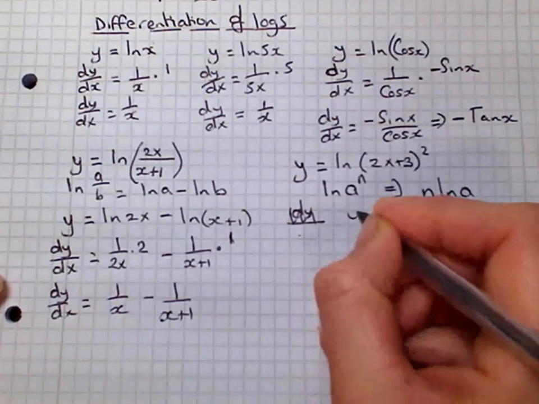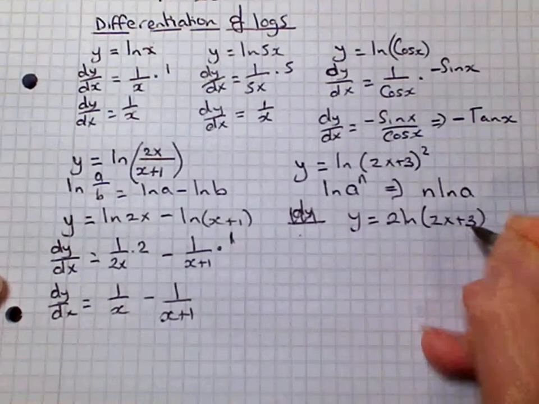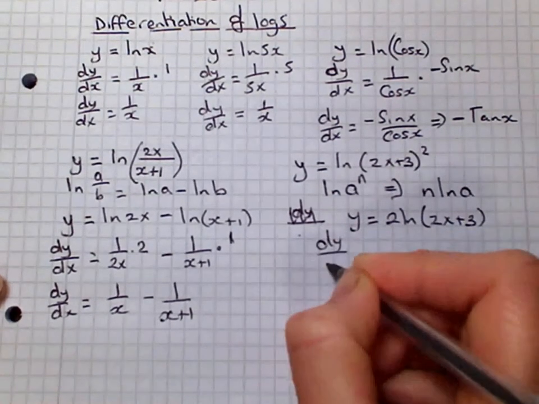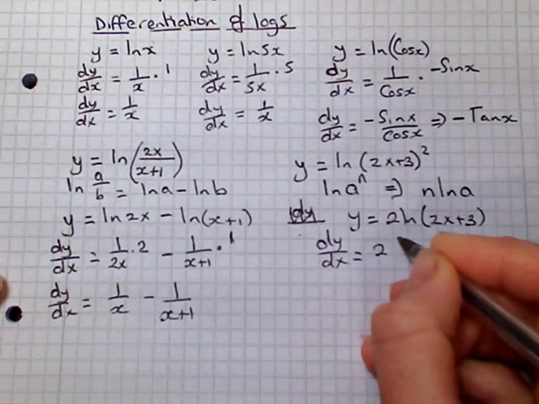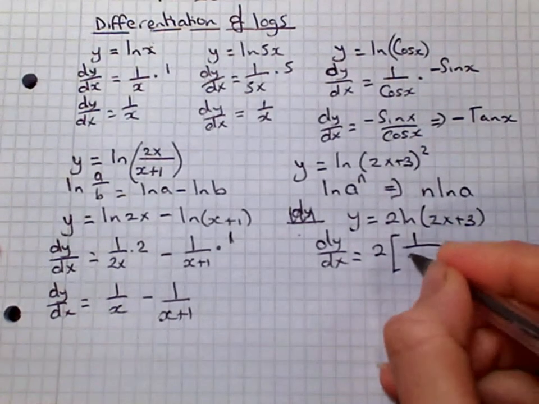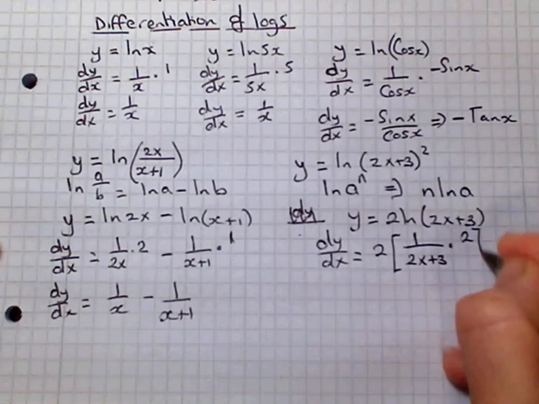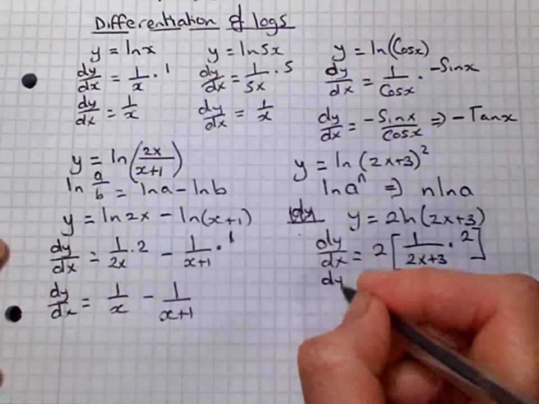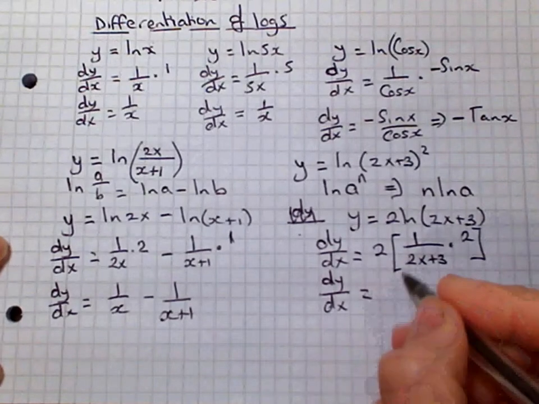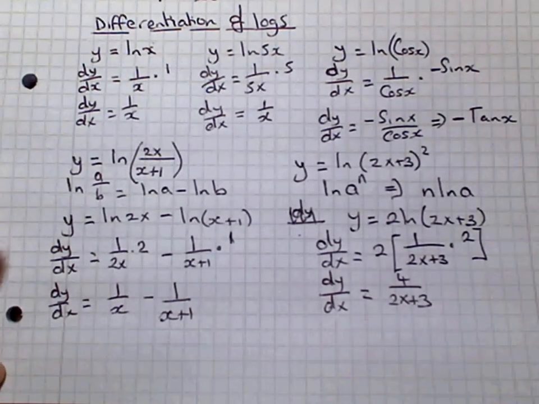So before, y is equal to 2 ln of (2x plus 3), so dy/dx is equal to 2 by, when we differentiate the ln of 2x plus 3 we get 1 over 2x plus 3 by, differentiate our 2x plus 3 and we get 2. So dy/dx is equal to 2 by 2 is 4 all over 2x plus 3.